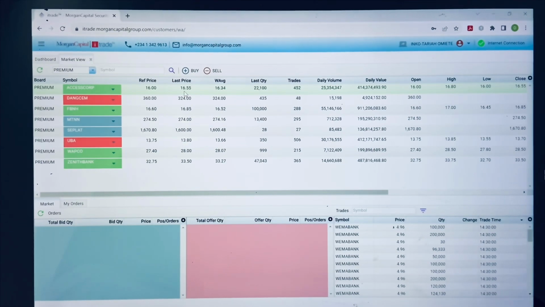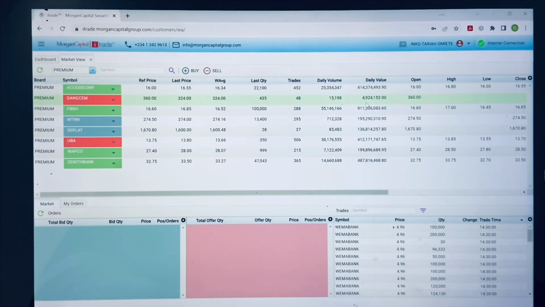22,100 at this price. That's what it is. Trades means total number of transactions on this stock for the day. And then daily volume simply implies the number of shares that have been bought or sold. Daily value means the amount based on the prices they were bought. So you have 414 million naira staked for Access Bank shares alone for today.